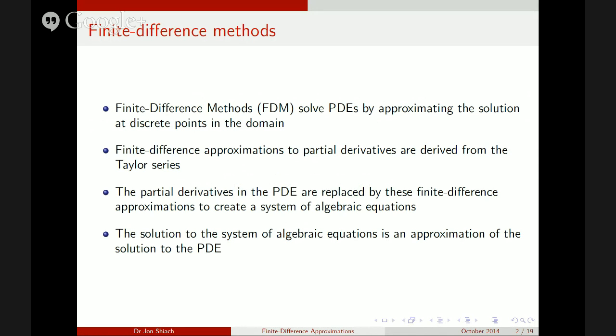Okay, so just a little background. Finite difference methods, often abbreviated to FDM, solve PDEs by approximating the solution at various discrete points in the domain. Remember, the domain is all those values of the independent variable which the PDE applies to. So a finite difference method takes a sample of the domain and solves the PDE at those points.